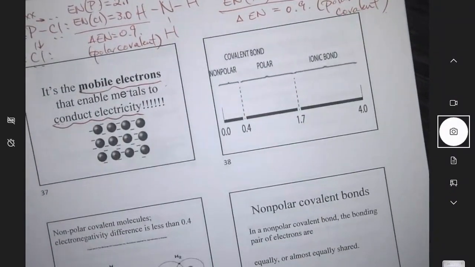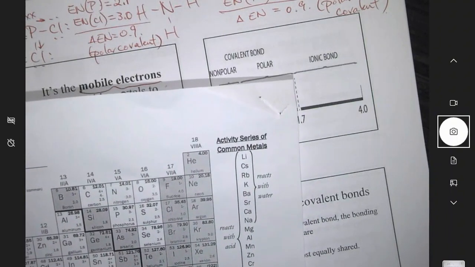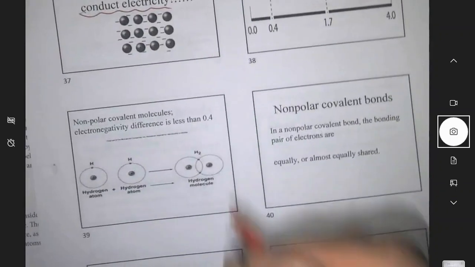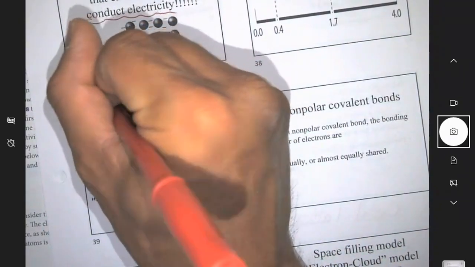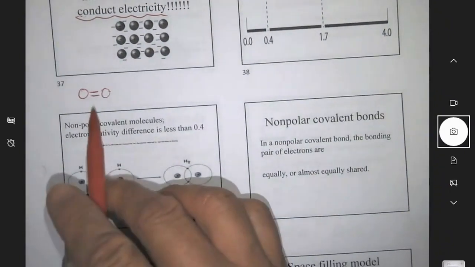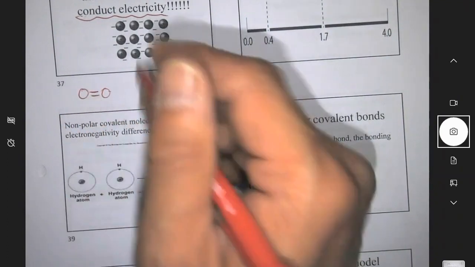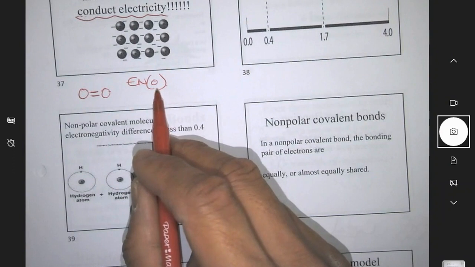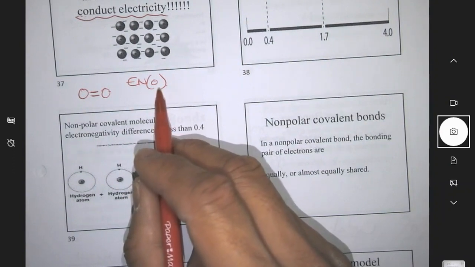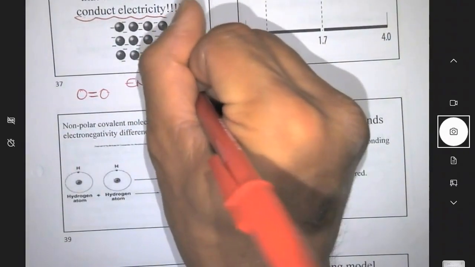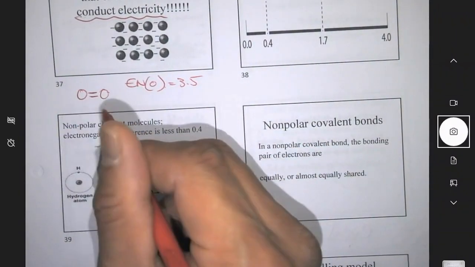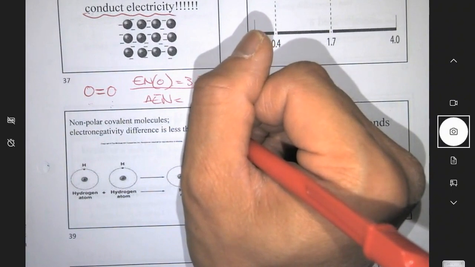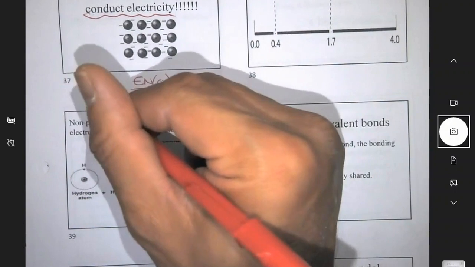Let's do one more. So let's just say O2, you have a double bond situation going on. But either way, whether it's a double bond or single bond, it's still the same. What is the electronegativity of oxygen? Look it up on the periodic table. 3.5. Now, both atoms are oxygen. So in this case, what will be the difference between them? That will be 0. There's no difference in electronegativity between those two.